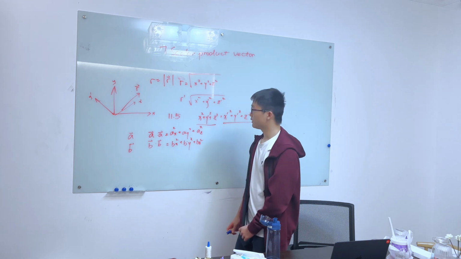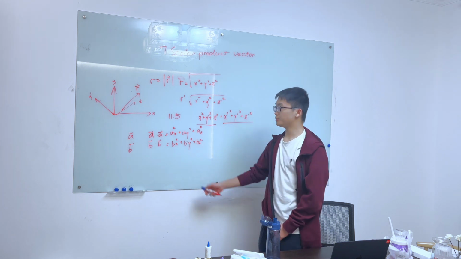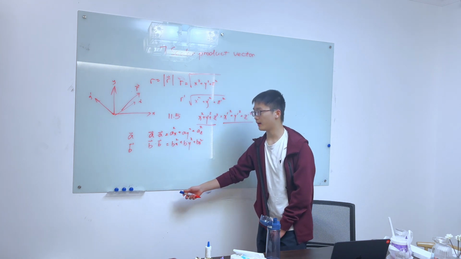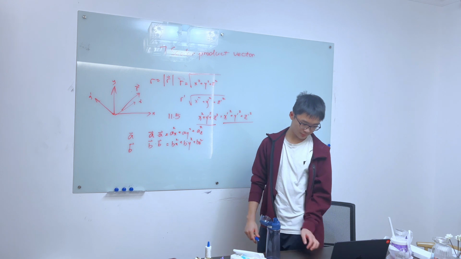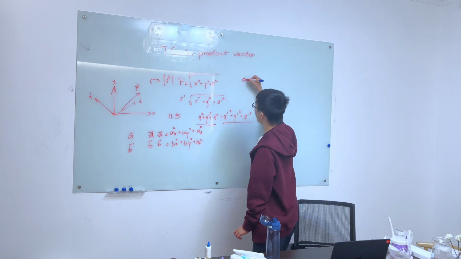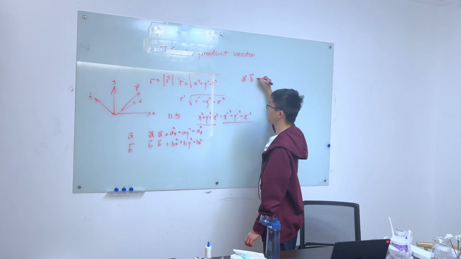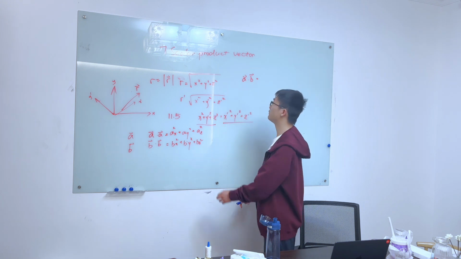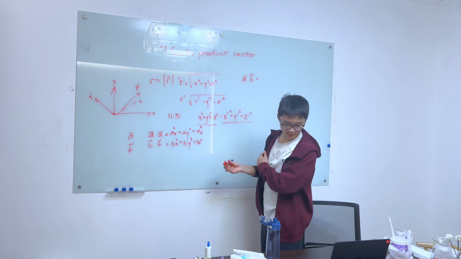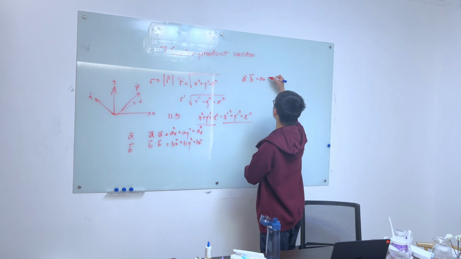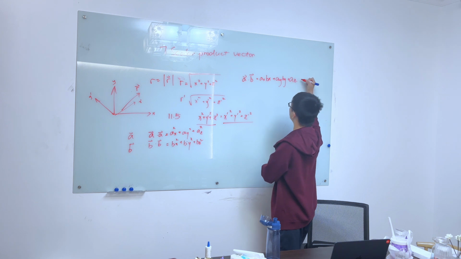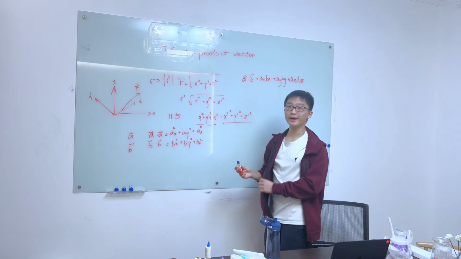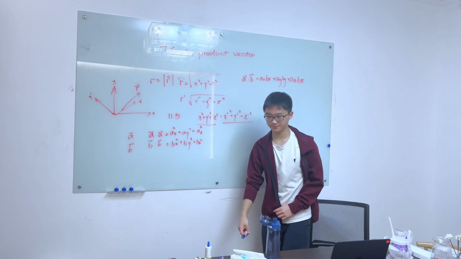And we can use what we already know to prove that a times b, which we call the scalar product of vector a and b, should equal ax bx plus ay by plus az bz. So why is this thing true then?